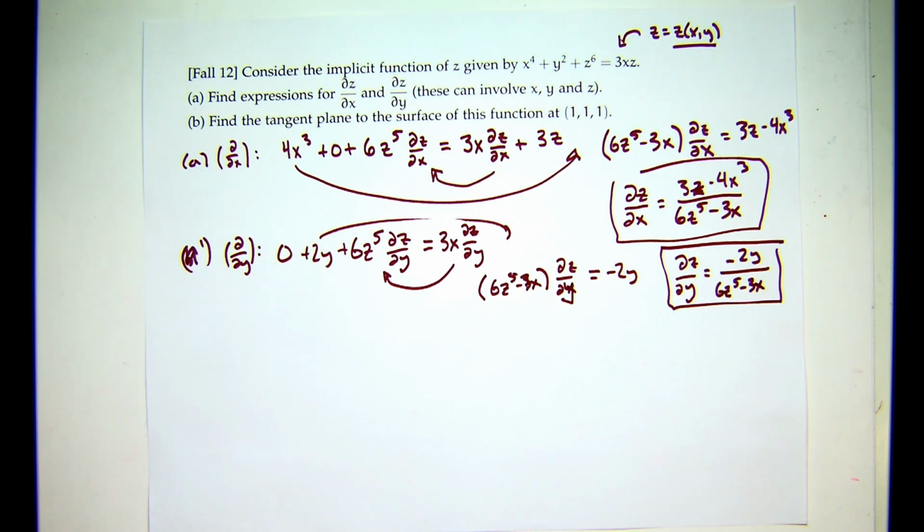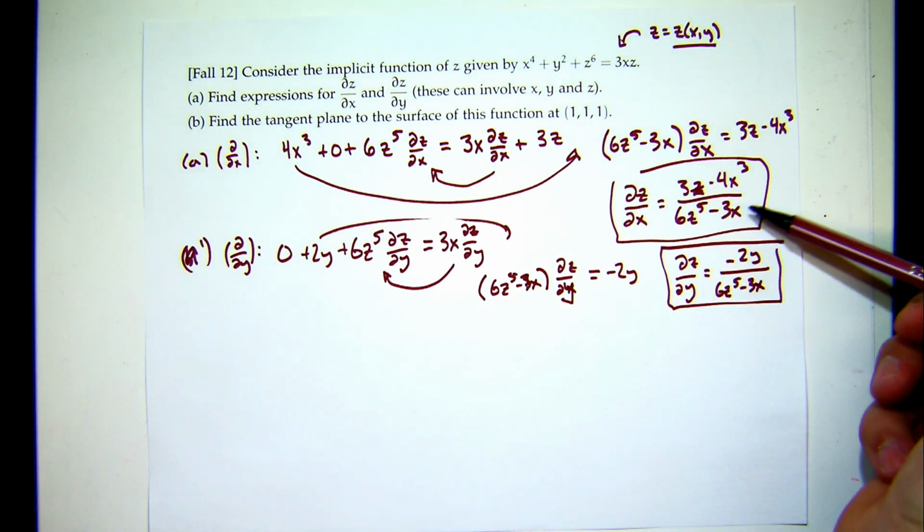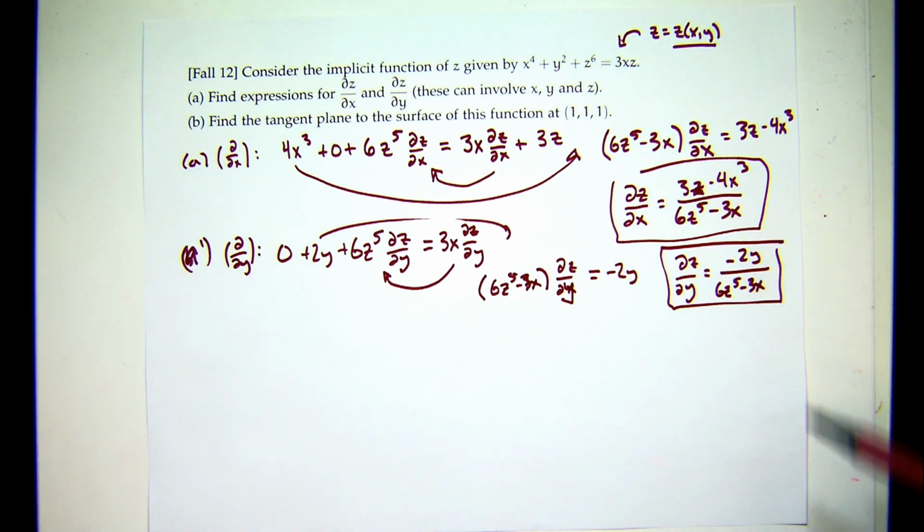All right, so there's our derivatives. You'll notice that these denominators are the same. That's not a coincidence. If you go back and look at the actual way we talked about finding implicit derivatives, we have f of x, y, z equals a constant. Then you have the same denominators.